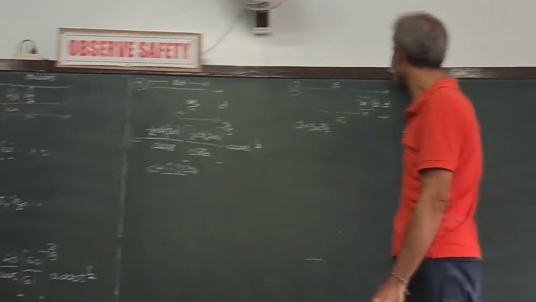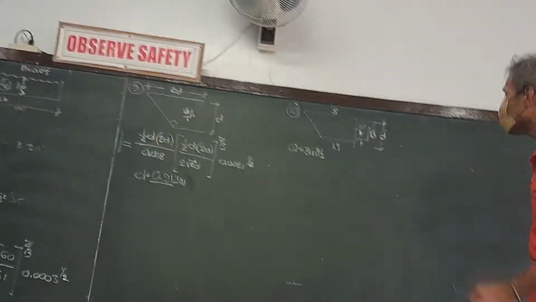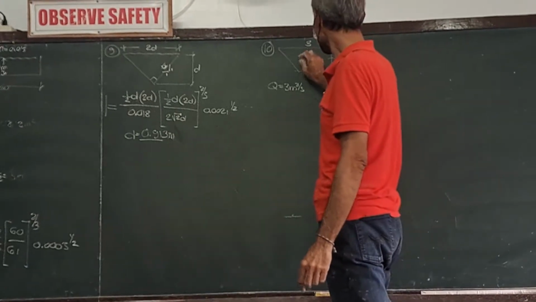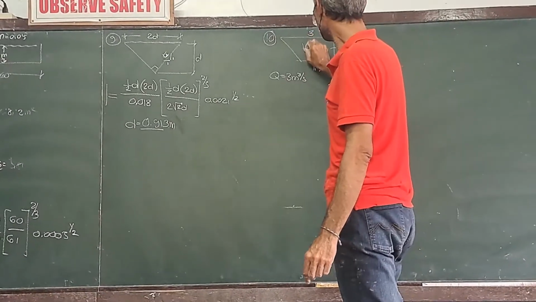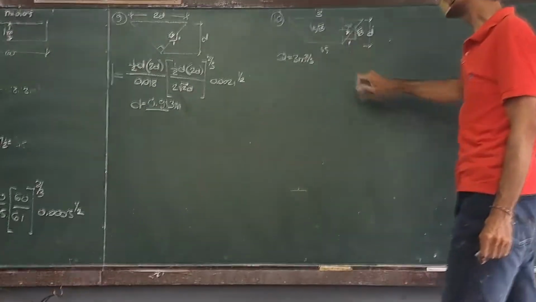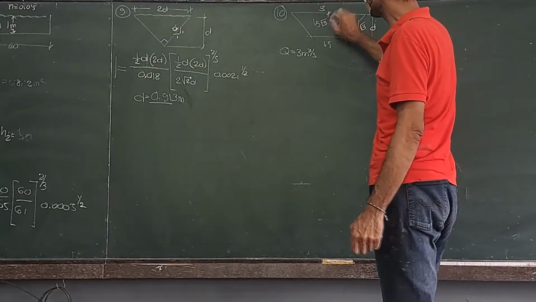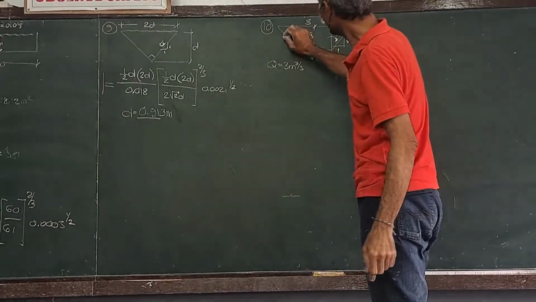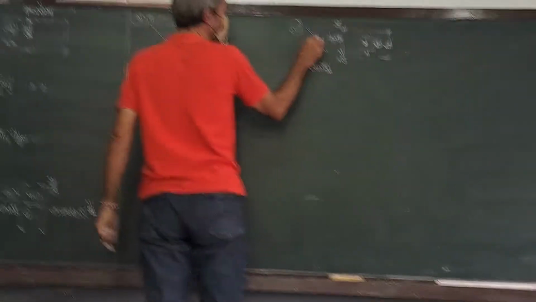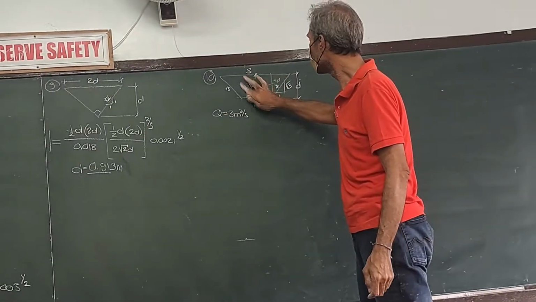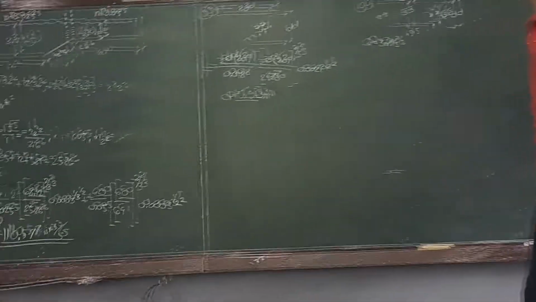So, D is 1.5 square root of 3. Depth is 1.5 square root of 3. I'm tired.